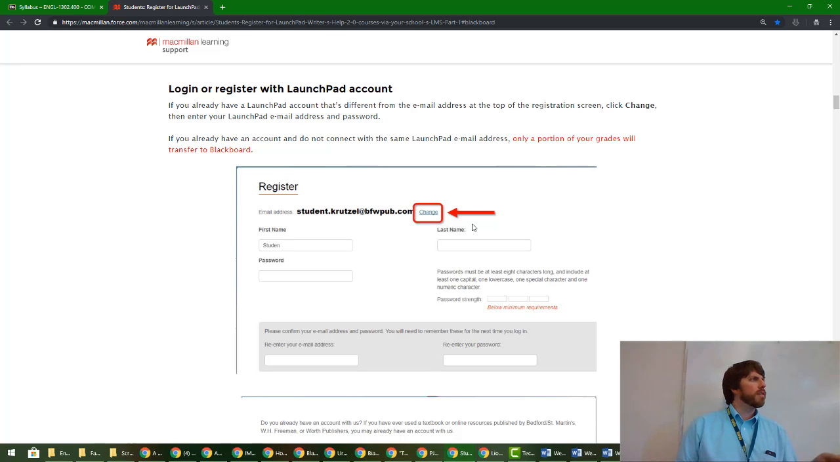Since you're clicking out from Blackboard, it should automatically pair the Blackboard account. That's why it's the best way. Otherwise, it's going to be difficult trying to get your grades paired from Launchpad over to Blackboard.